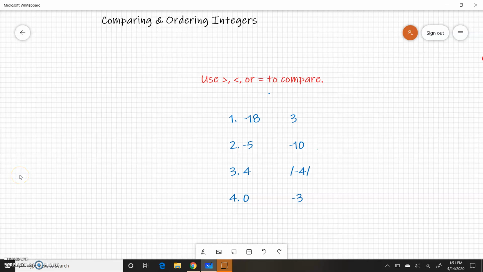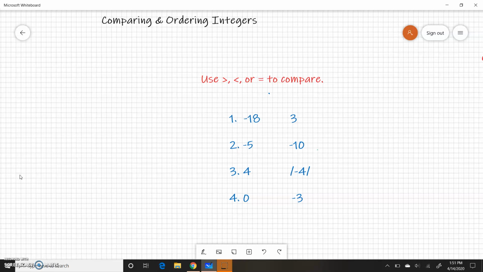Today's lesson, we're going to be comparing and ordering integers. Yesterday we were introduced to the concept of integers, which just means negative numbers, zero, and positive numbers. So today we're going to be looking at how to understand, when you're looking at 2 or 3 or more integers, which one's bigger, which one's smaller, etc.